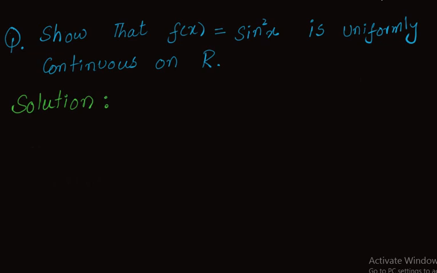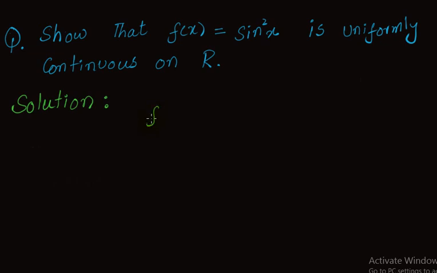Welcome students to another lecture on real analysis, in which we shall show that the function f of x equal to sine square of x is uniformly continuous on R. First we discuss the definition of uniform continuity.